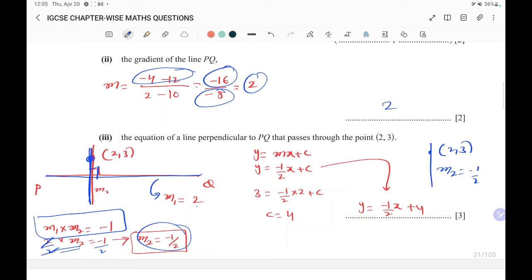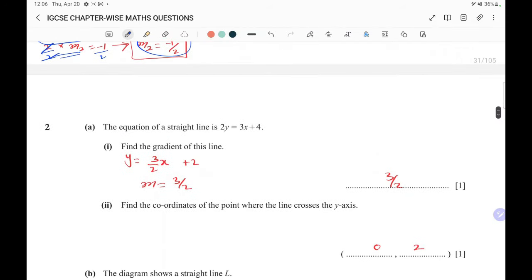For finding c, we just need to substitute 2, 3 over here. So x is 2 and y is 3. So y is 3 here, x is 2 plus c, 2 and 2 cancel. This is -1, shift to this side. So 3 plus 1, which is 4. So c equals 4. Now I will get this result: y equals -1 over 2x plus 4, right? This result we will get.